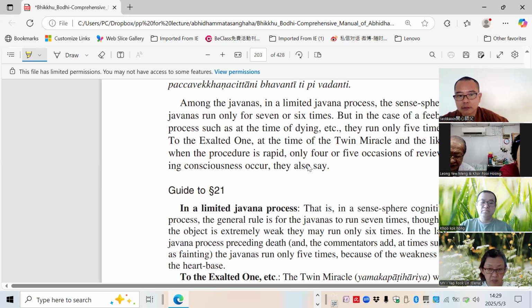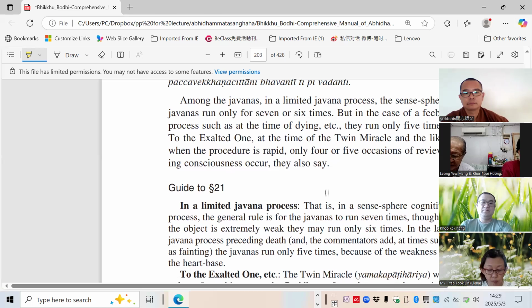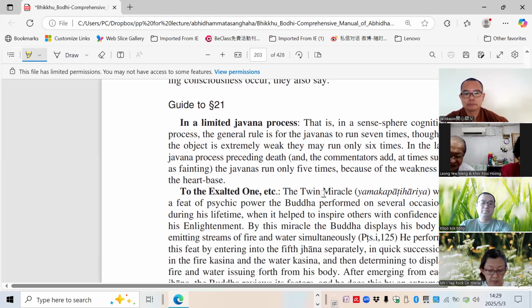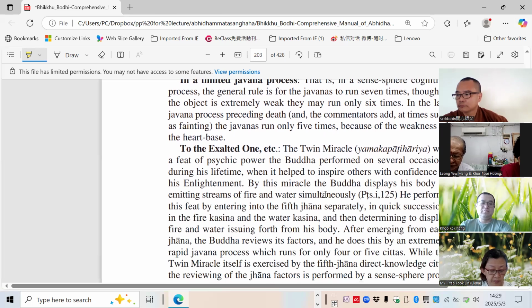In a limited javana process, that is, in a sense sphere cognitive process, the general rule is for the javanas to run 7 times, though if the object is extremely weak, they may run only 6 times. In the last javana process, preceding death, and the commentators add, at times such as fainting, the javanas run only 5 times because of the weakness of the heart base.